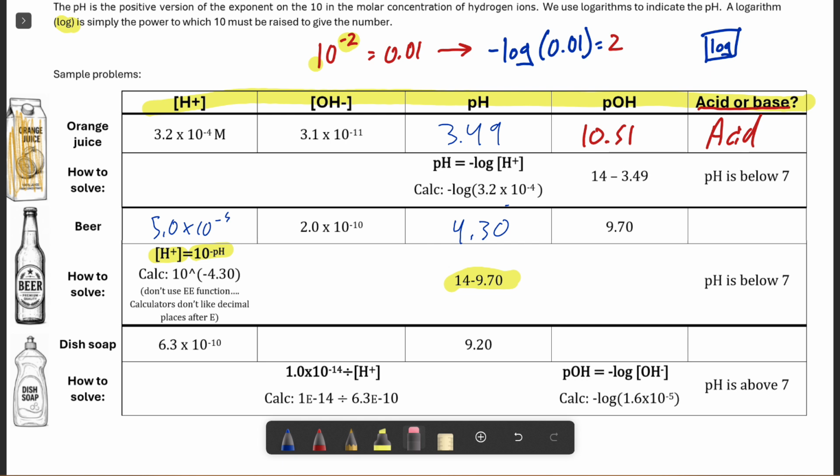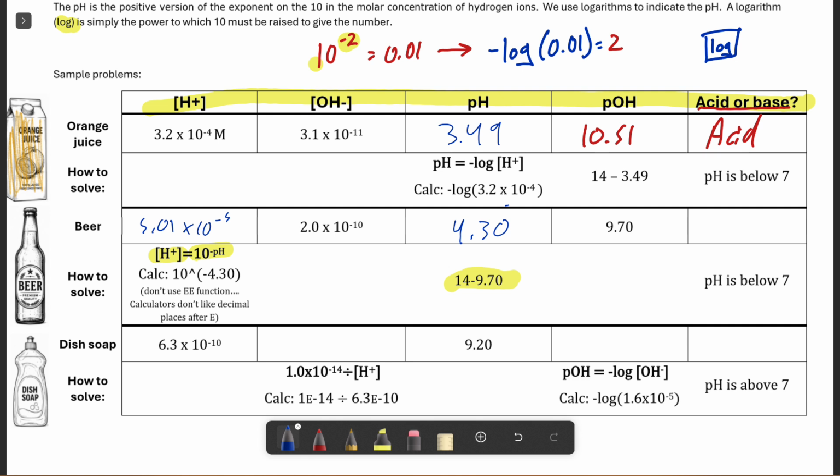Actually, what I can do, I can use 3 sig figs here. So I'm going to say 5.00. Okay, sorry, we can do a 1 there, 5.01, times 10 to the negative 5. So that is the concentration of hydrogen ions.